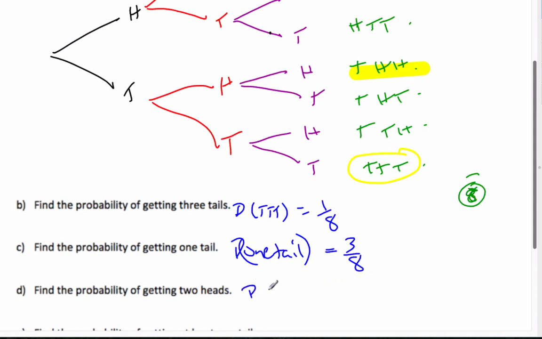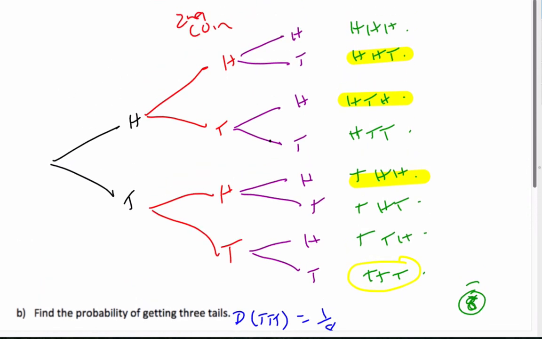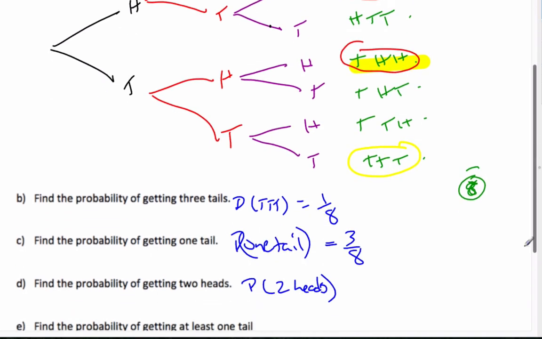Then I want to say the probability of getting 2 heads. Okay. Now, the probability of getting 2 heads, if I consider this, well, here's 2 heads. Here's 2 heads. Here is 2 heads. Okay. And I'm going to change the wording here, probability of getting exactly 2 heads. And it's the same as getting exactly 1 tail, which is going to be 3 out of 8.